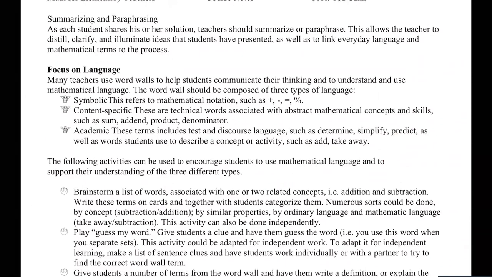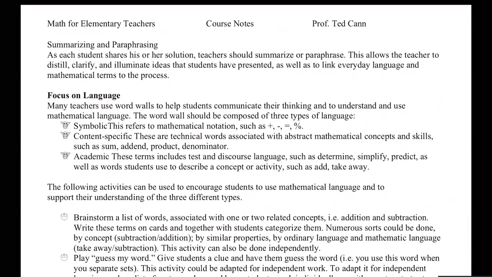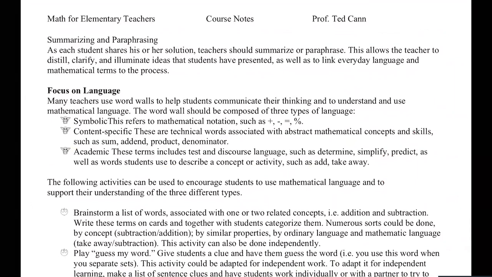right? Summarizing and paraphrasing, always important, because that's how we train the students to use their ordinary language and then bring it to a formal way of discussing. So the focus on language has a symbolic, a little typo there, there should be a colon. Same thing with content specific and academic, right? So the symbolic colon, this refers to mathematical notation, addition, subtraction, you could have multiplication, equal sign, whatever. Context specific, that's the trickiest one because it involves abstract mathematical concepts and skills.